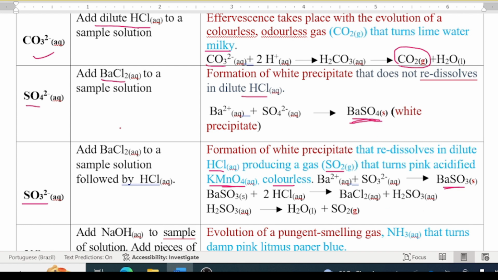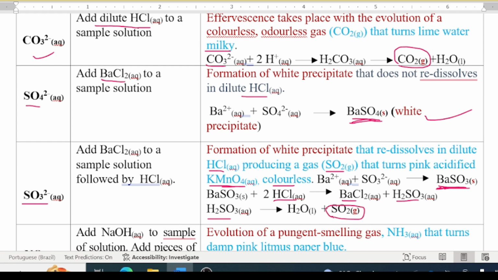So to know the difference between a sulfate and a sulfite, when you get your white precipitate, try to redissolve this white precipitate in dilute HCl. If it doesn't redissolve, then sulfate is present. If it redissolves, then it's sulfite. But look what happens. When you try to redissolve this with hydrochloric acid, another reaction takes place. See? It produces barium chloride, which is soluble, and sulfurous acid. Sulfurous acid, being relatively unstable, breaks apart to give you some sulfur dioxide here.